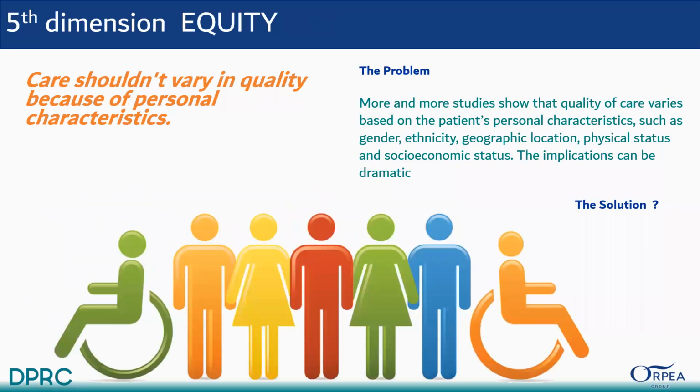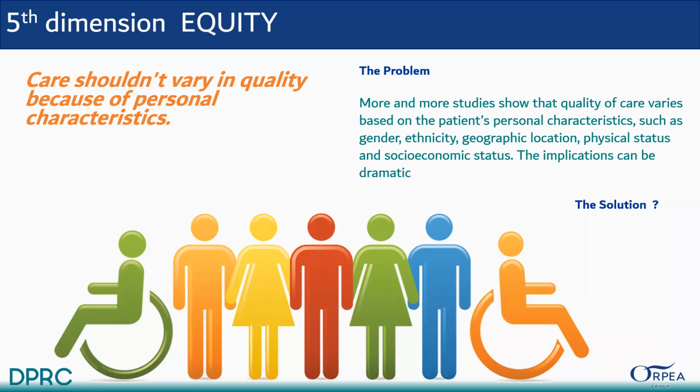The fifth dimension is equity. Care shouldn't vary in quality because of personal characteristics. The problem here is that more and more studies show that quality of care varies based on the patient's personal characteristics such as gender, ethnicity, geographic location, physical status, and socioeconomic status. The implication can be dramatic.